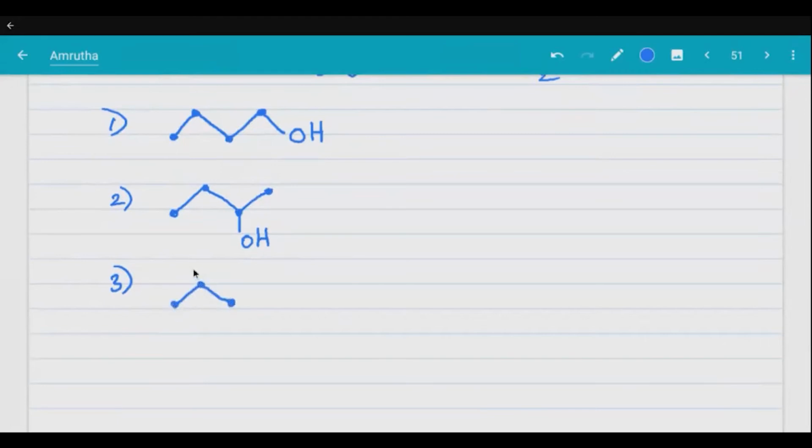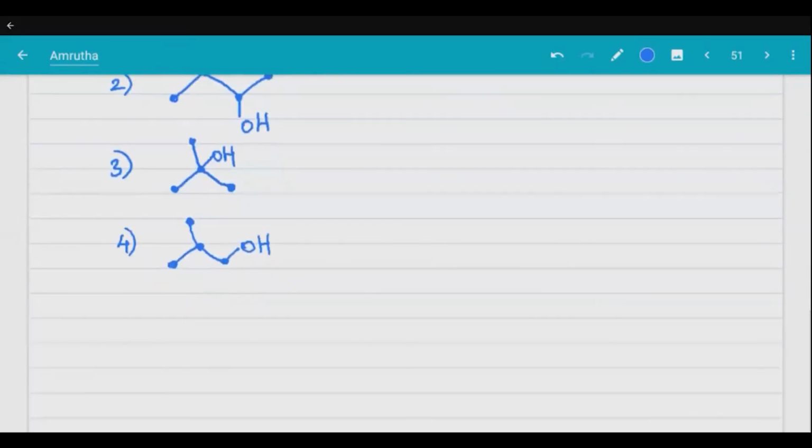So 3 carbon chain. I'll write 1 methyl here, 1 OH. This also gives the same formula, no? Next, this one, CH3OH. Systematic way, see, 3 carbons in the main chain, 1 in the branch, like this. Next, how many do we get? Count.